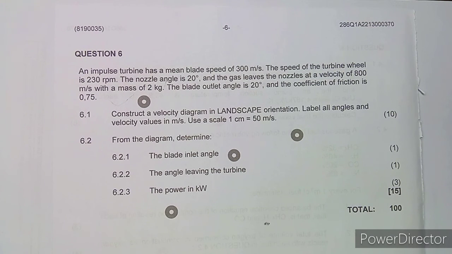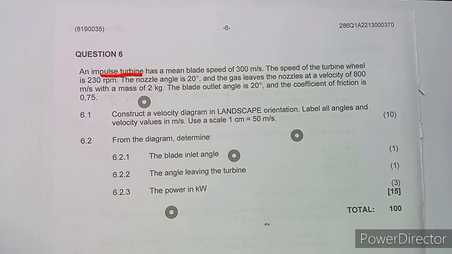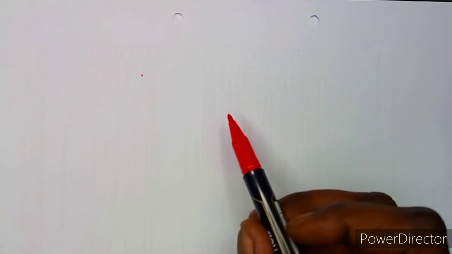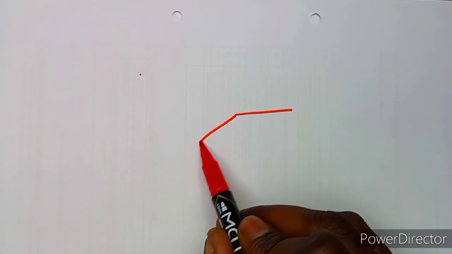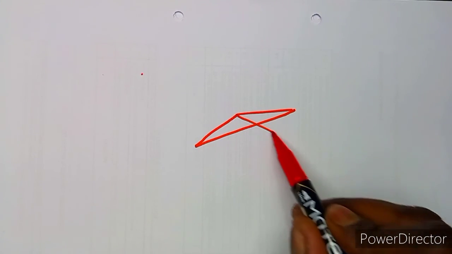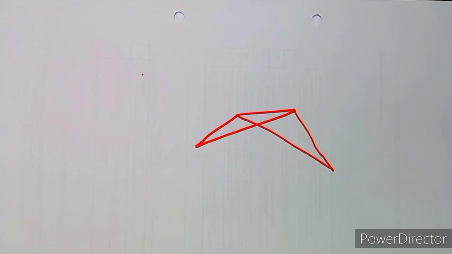Take note, we are working with an impulse turbine. So we need to know the characteristics of an impulse turbine. Remember, an impulse turbine is actually of this nature. Let me just put it this way, a sketch, maybe it can help us. Something of this nature, with the longer side and the shorter side. So I'm going to have a sketch of this.